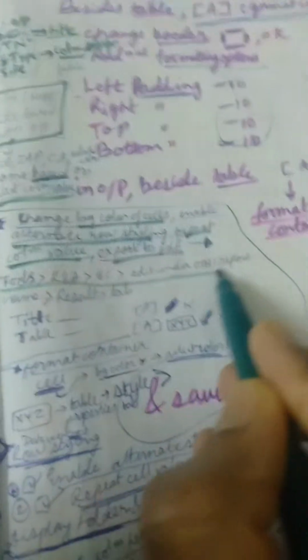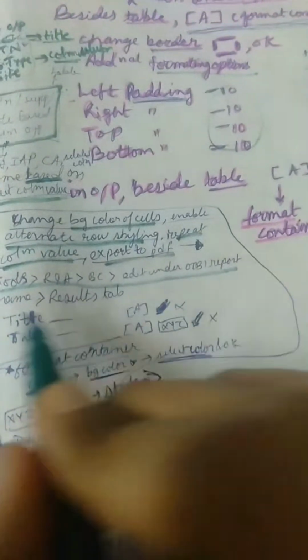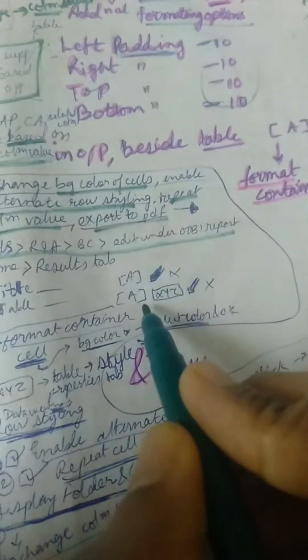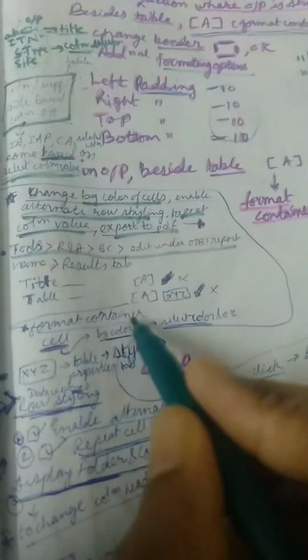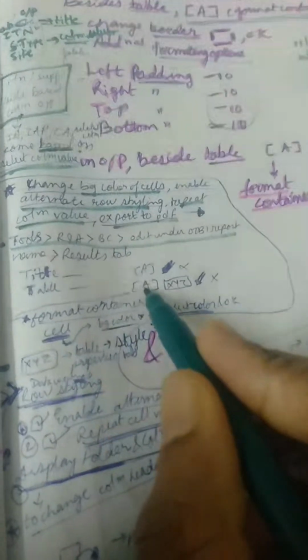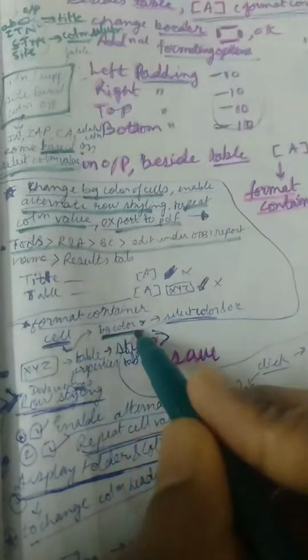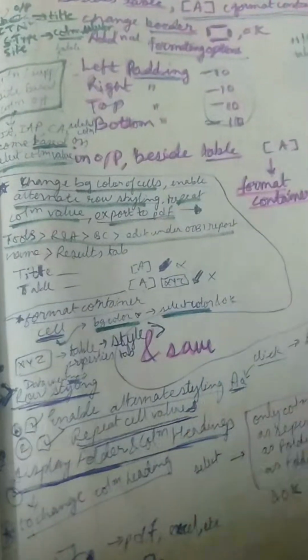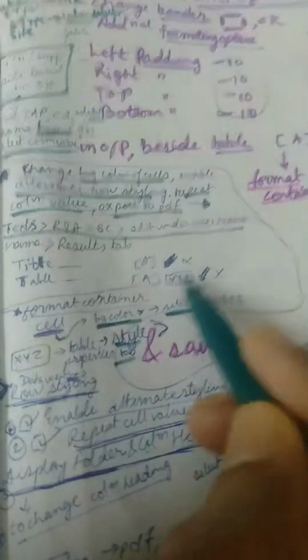So my navigation is edit under the OTBI report name, go to results tab. Title, as I showed, format container, edit; format container, view properties, and edit for the table. So in the format container, we have cell values. Once you click on this, you have cell. In that cell section you have background color, so you can select any color and save. Then the style tab, this is my view properties.